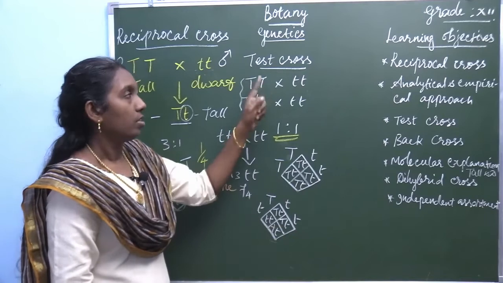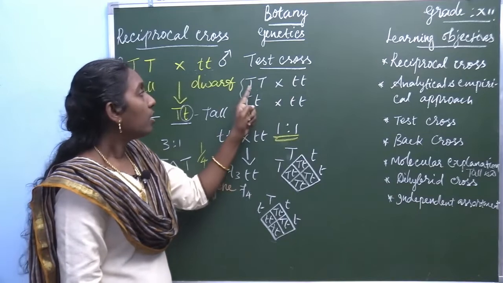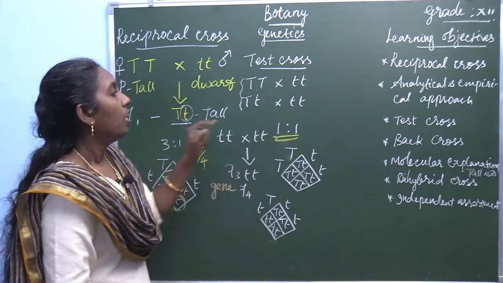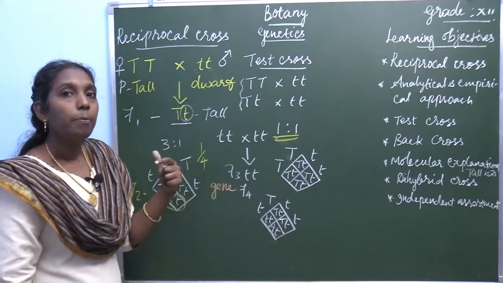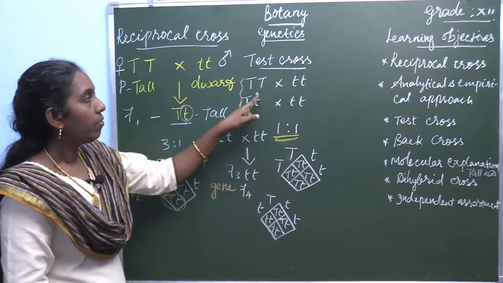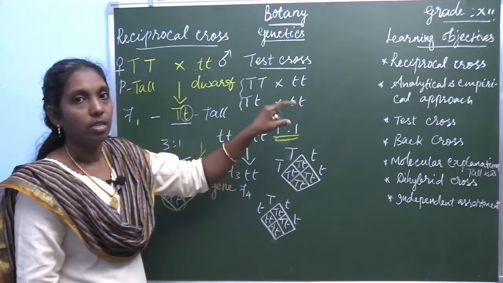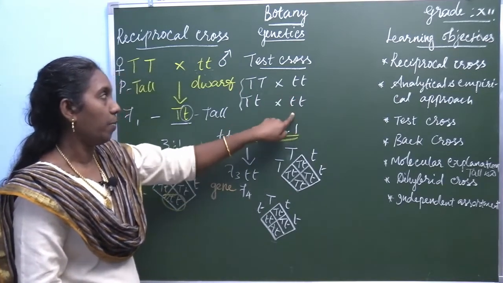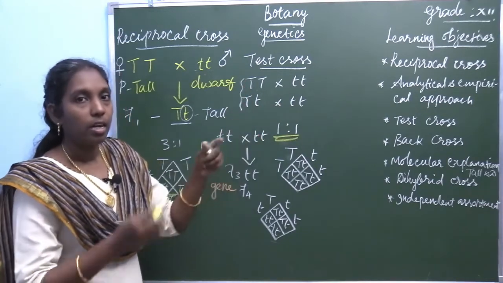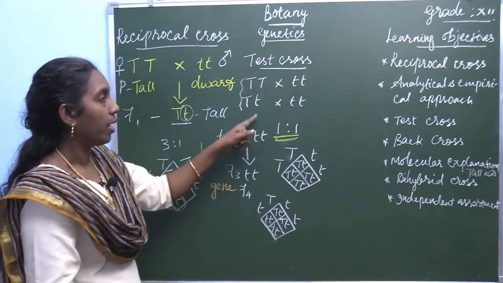This is to predict. So test cross is the cross used to predict the homozygosity and heterozygosity of tall plants. Then what is meant by back cross? Test cross is the cross between an unknown parent and the pure breeding recessive parent. There are two different types, homozygous and heterozygous: the homozygous tall with the recessive parent, and the heterozygous tall with the recessive parent.